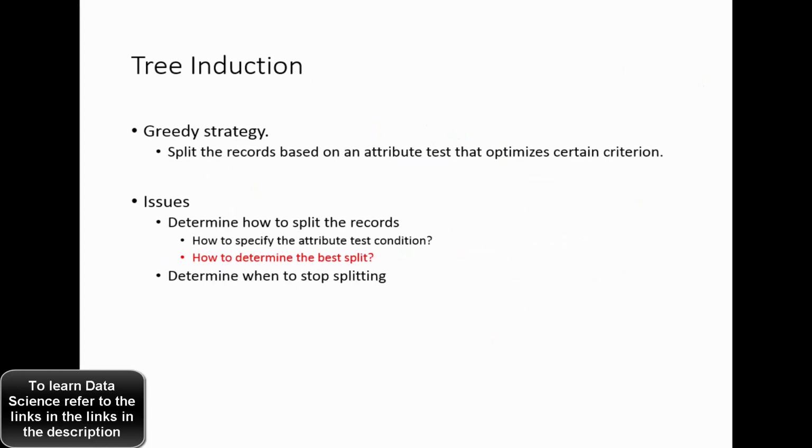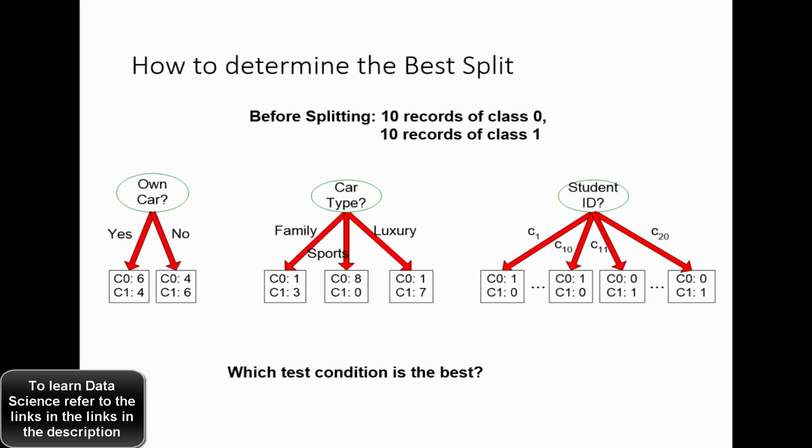Okay, so how to determine the best split? We have seen how to do splits, but how to determine the best split? We'll take an example. So here is the split. We have got 10 records with class 0, and another 10 records with class 1.